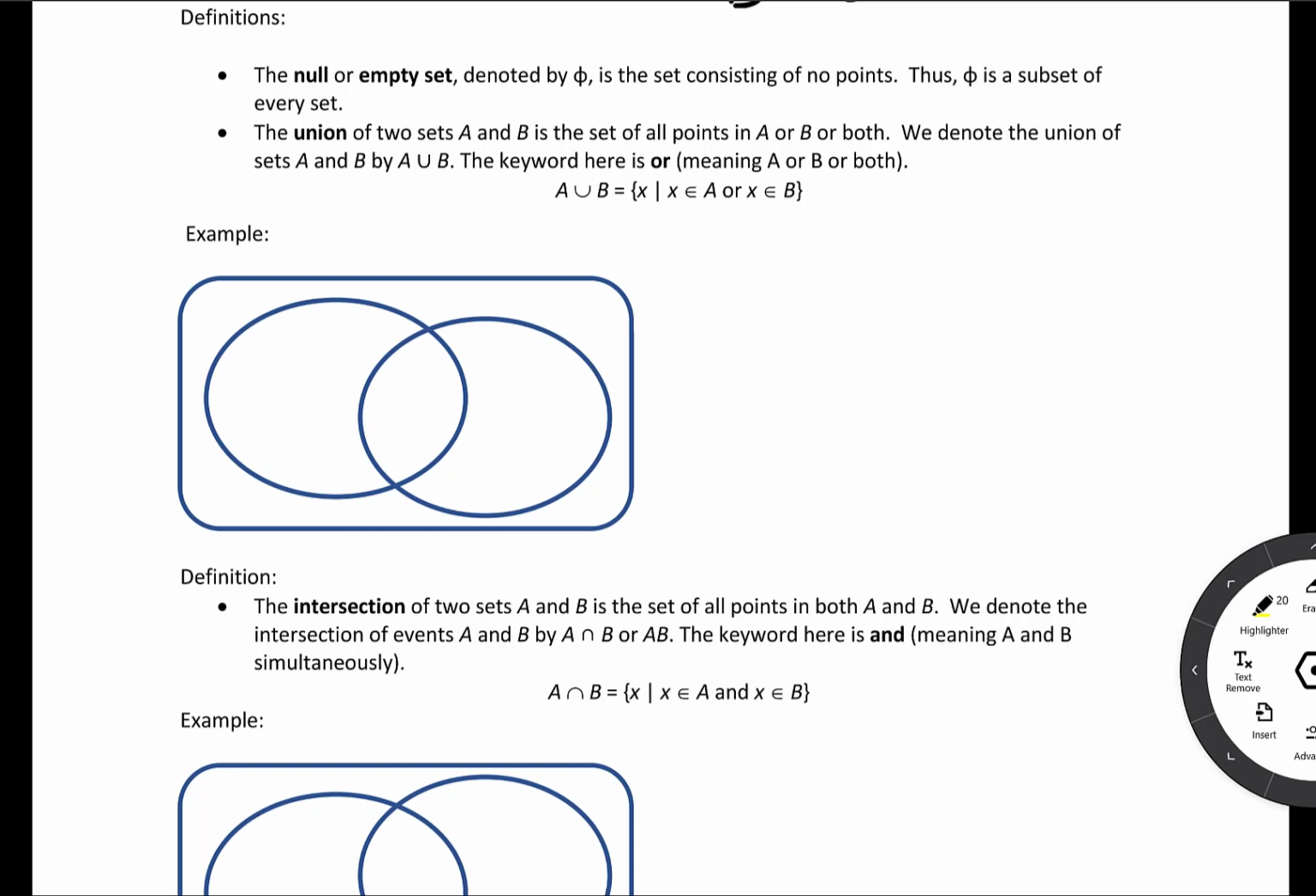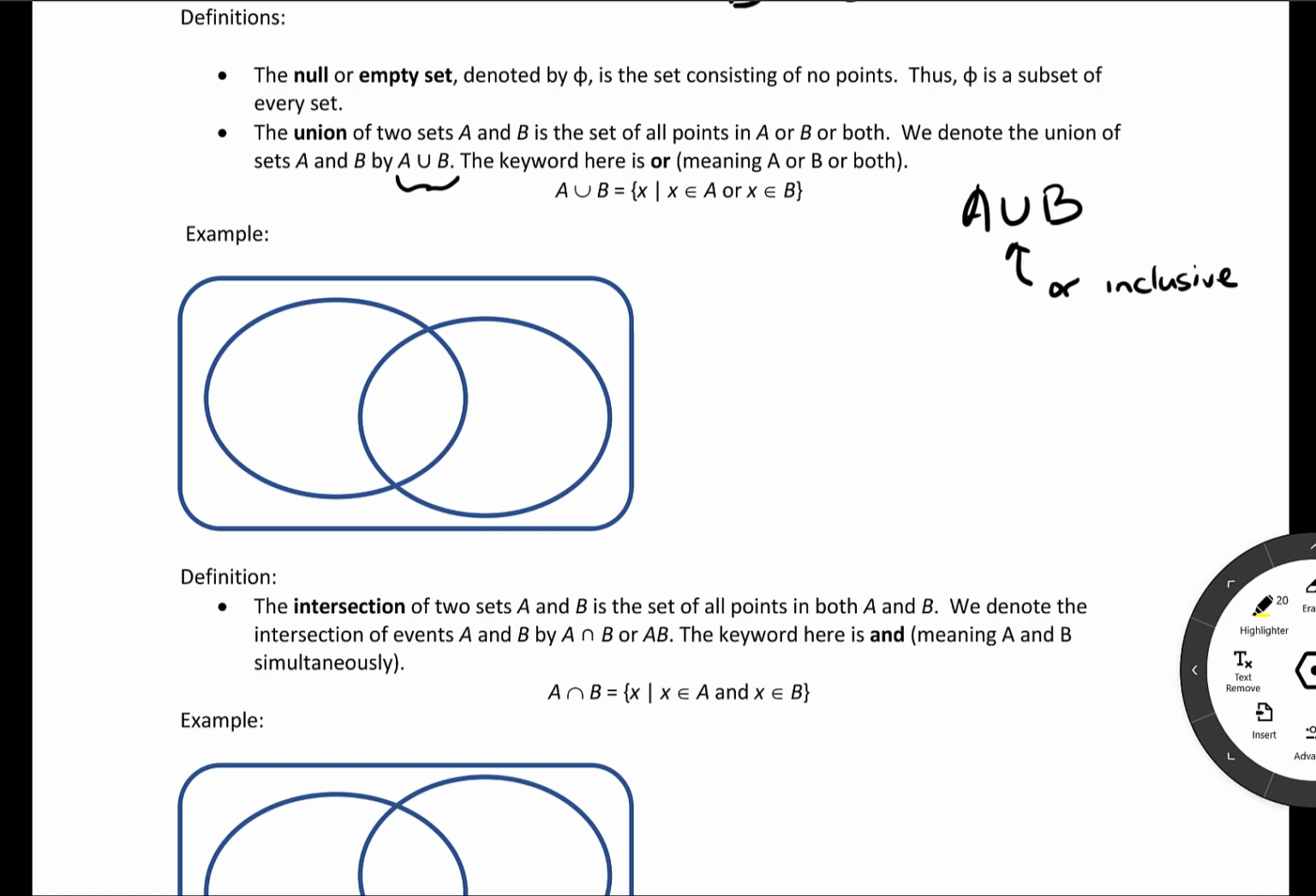Next, we'll look at the union of two sets. So the union of A and B is the set of all points that are in A or B or both. And we denote the union by this right here. Notice the symbol kind of looks like the letter U, so you can think of union there. And so the key word here is or. So when we say A union B, what we mean here is this is or inclusive. So anything in A, anything in B, or anything in both.